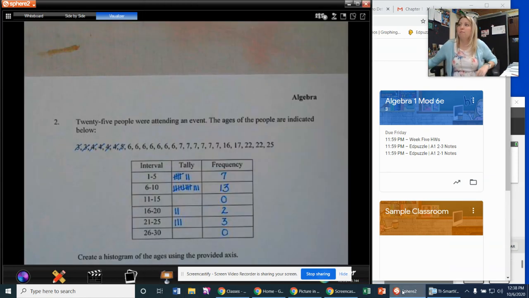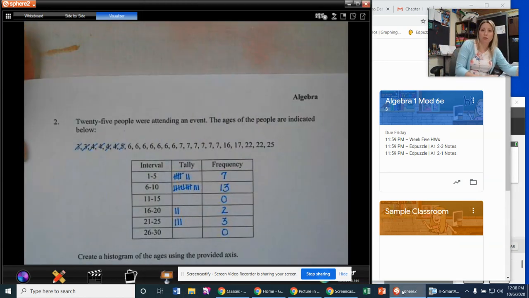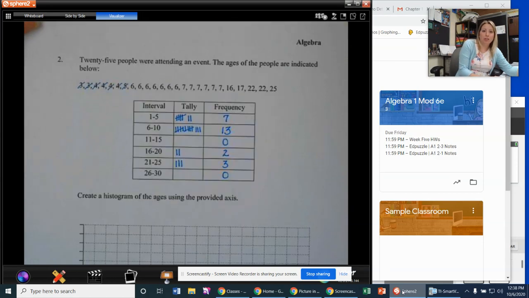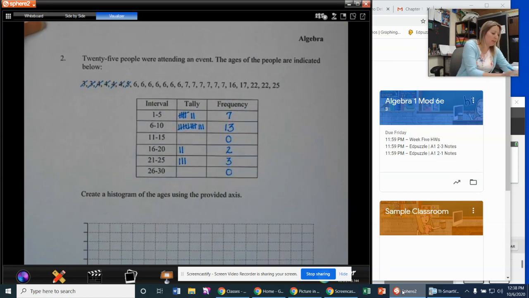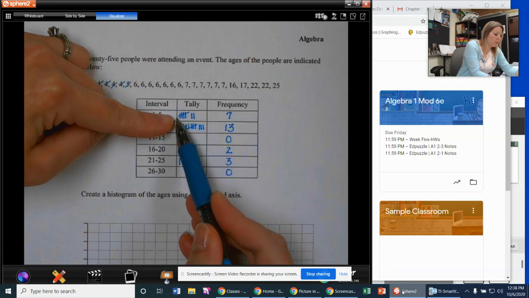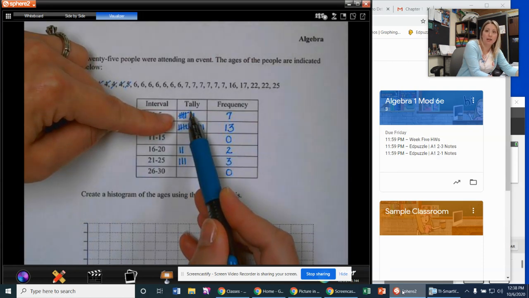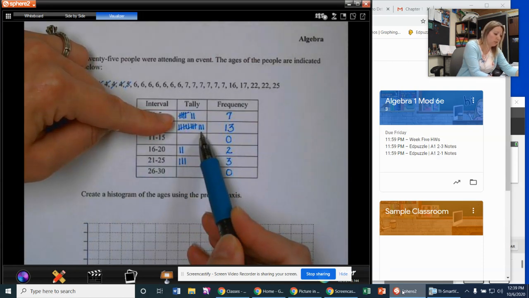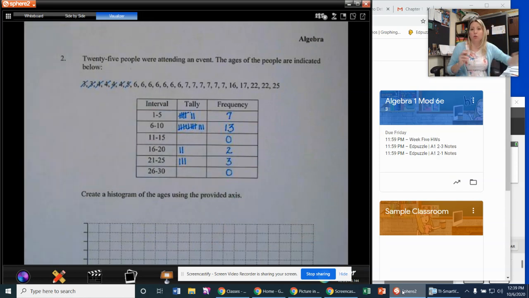Okay, let's see what you got. I stopped crossing them out, but that's how we tally. Remember, with a tally, you do 4 marks, and then the 5th one is the diagonal, so you can count by 5s pretty easily to get your frequency marked up. So if you have all the data present in front of you, that's when you would do the tally and the frequency count. And so just make sure your frequency count matches my frequency count there.